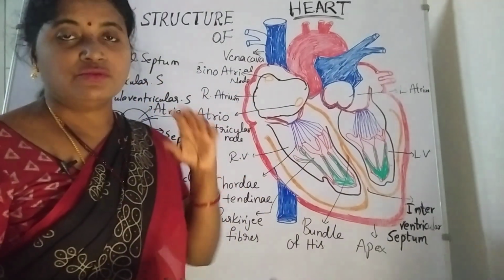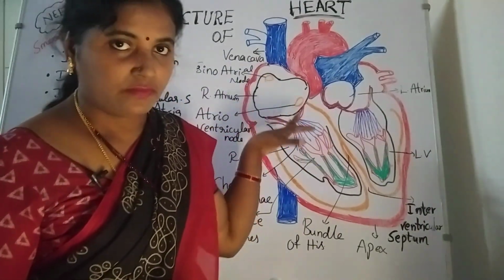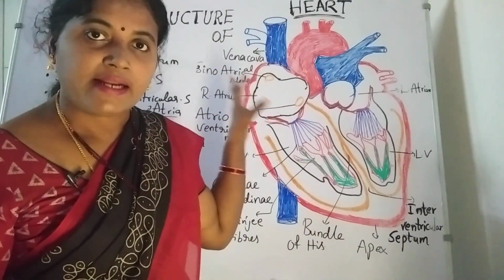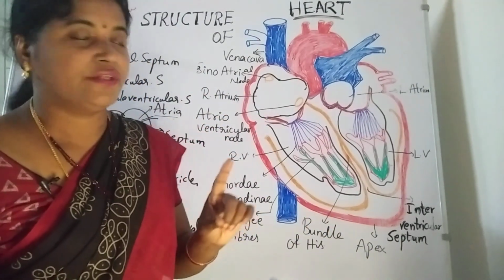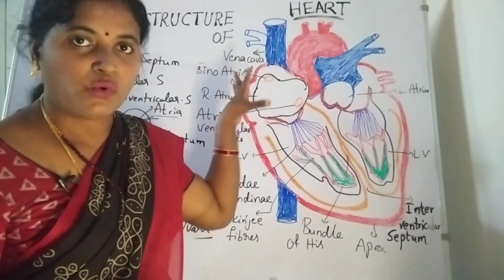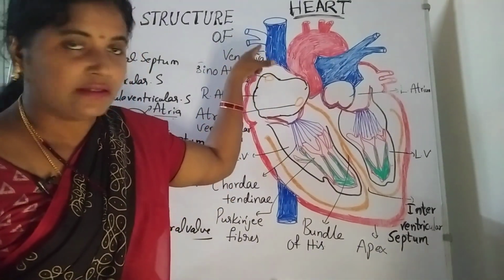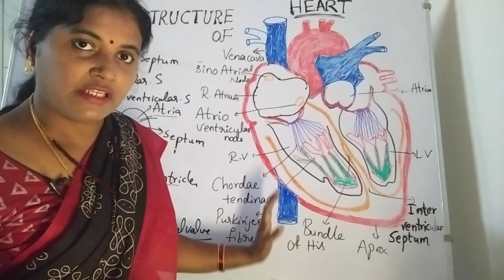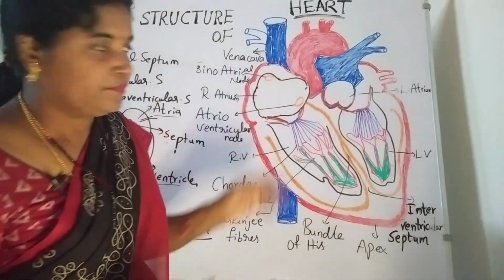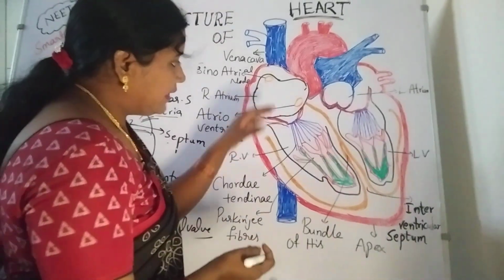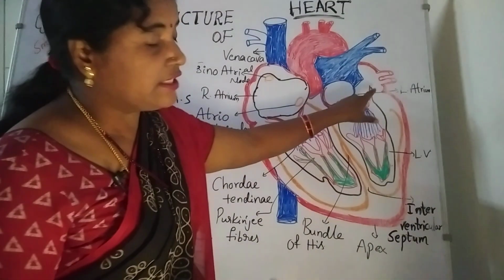The valve that guards the aperture of the right atrium is known as the valve of Thebesius. Write down this point. Valve of Thebesius is the opening into the right atrium. Means the superior vena cava and inferior vena cava both open into the right atrium. Then from the right atrium it enters into the right ventricle.